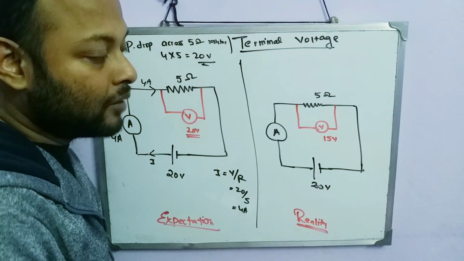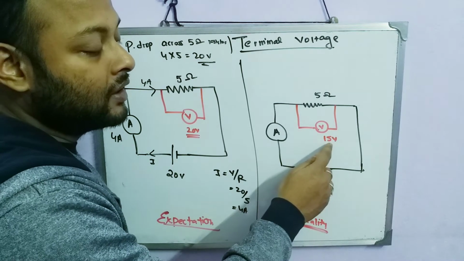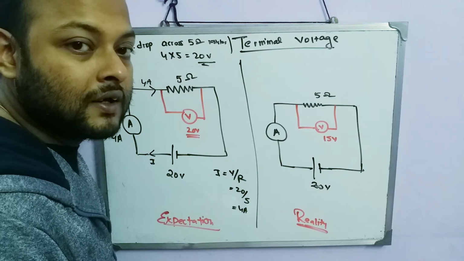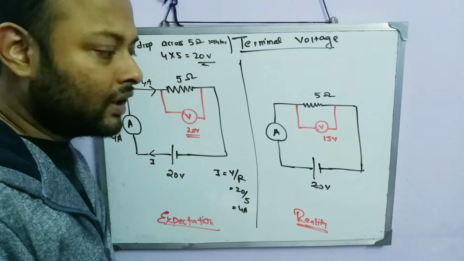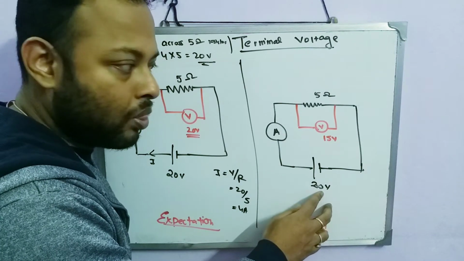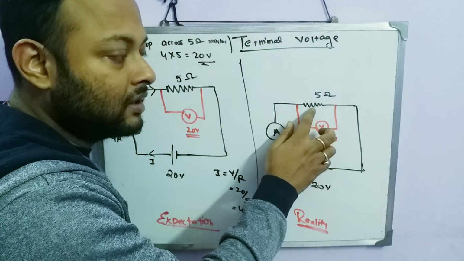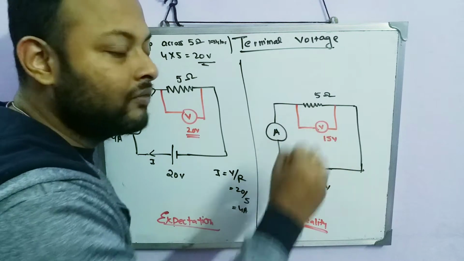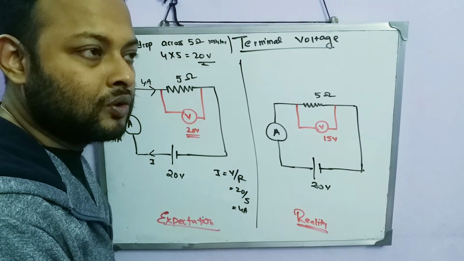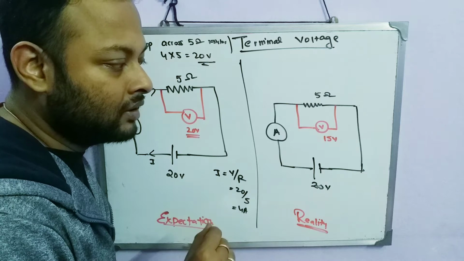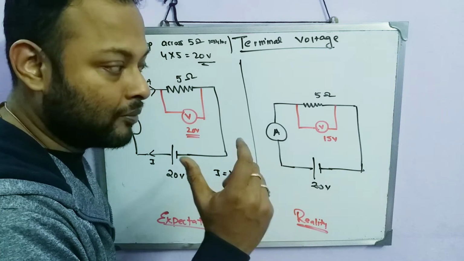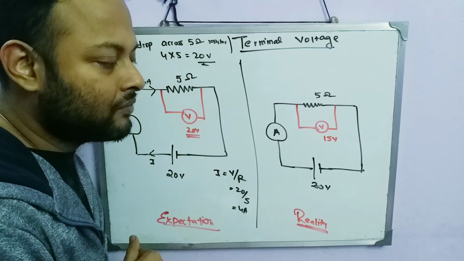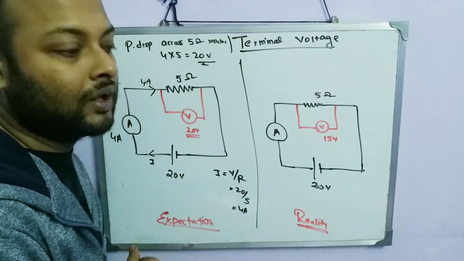That is what actually happens. In reality, this voltmeter measures 15 volt, not 20 volt. So we can see we are giving 20 volt, but this resistor is consuming only 15 volt. So in our calculation, there is a 5 volt gap. How this 5 volt gap is happening, that we have to understand.